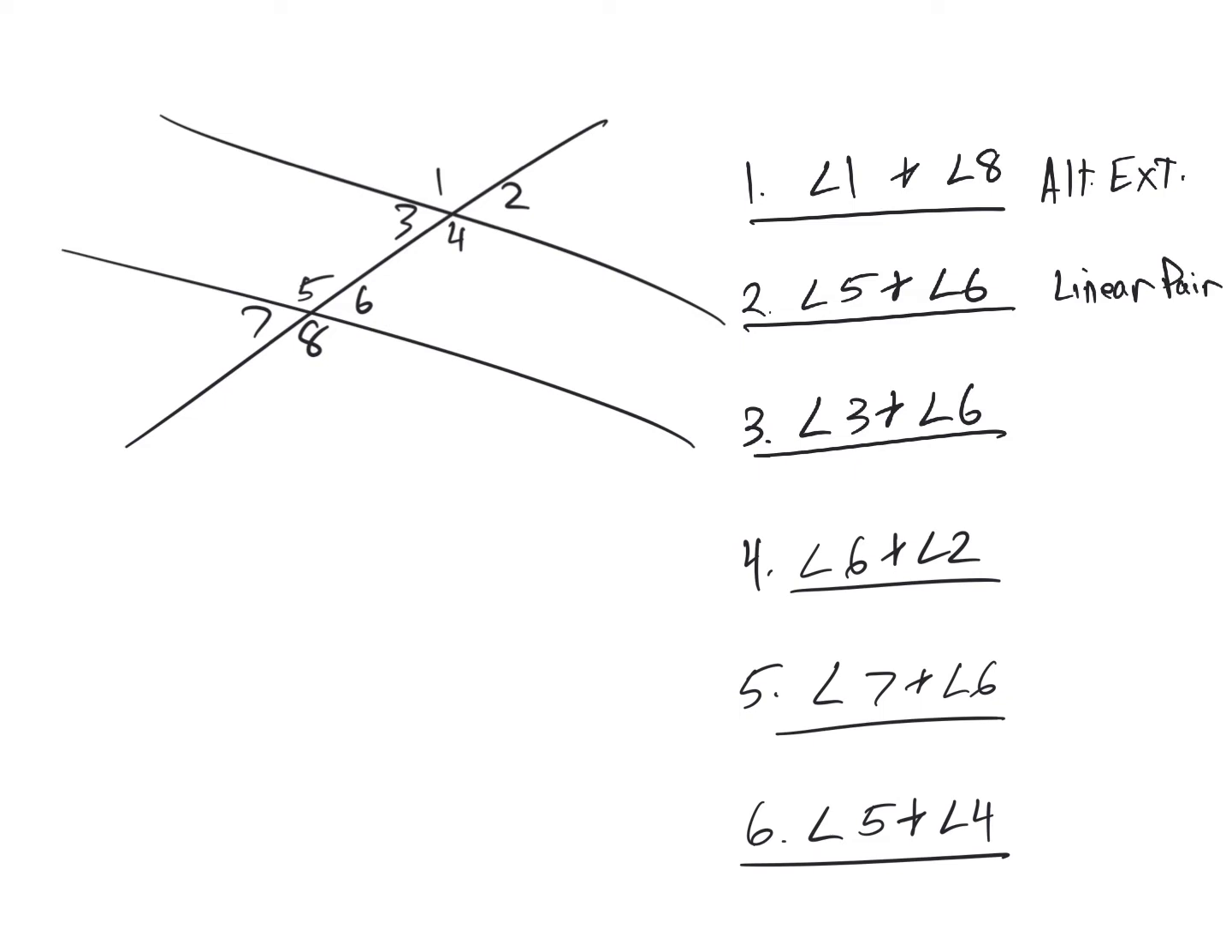3 and 6, they're alternating around the transversal, so that's alternate. And they're both inside, so interior. 6 and 2, they're on the same side of the transversal. We have an acute angle at 6 and acute angle at 2. So they have to be the same. So that means corresponding.